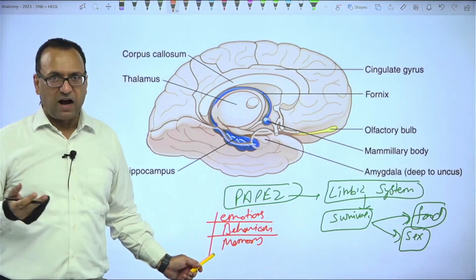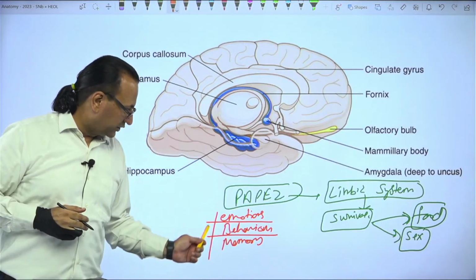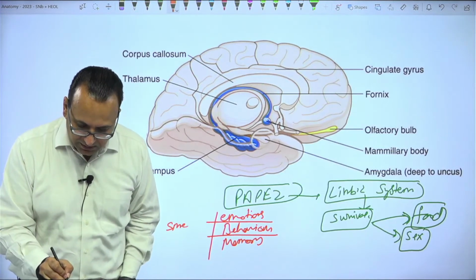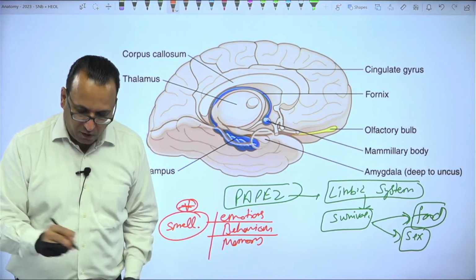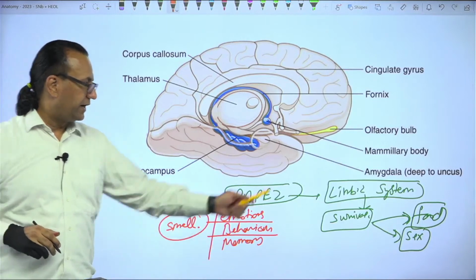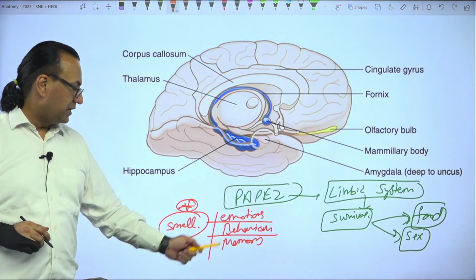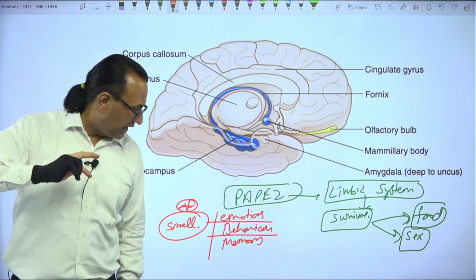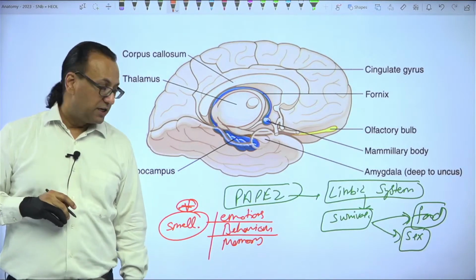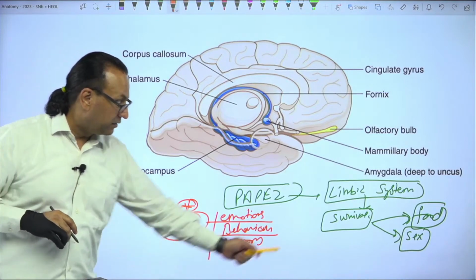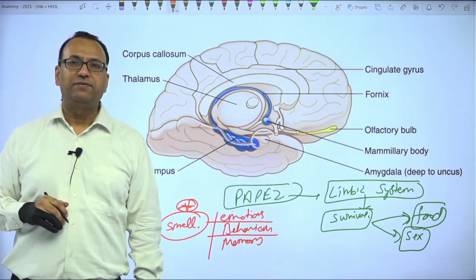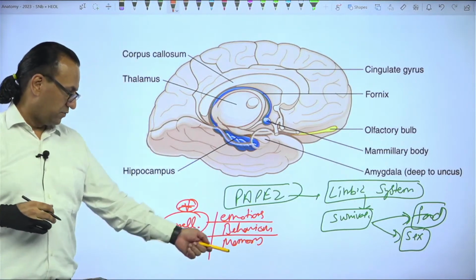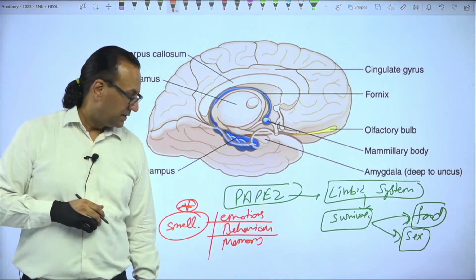So, you learn. How do I learn? Emotions, behavior, memory, and smell is also related. So, this is all about Papez circuit, limbic system, memory, converting short term memory into long term memory. Your behavior will modify so that you can have better food in life. As you proceed in life, you would like to have better food and better sex.